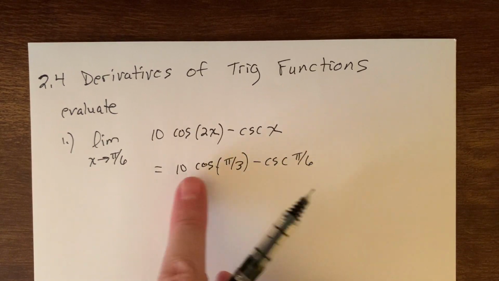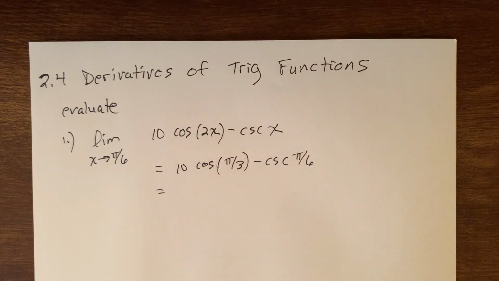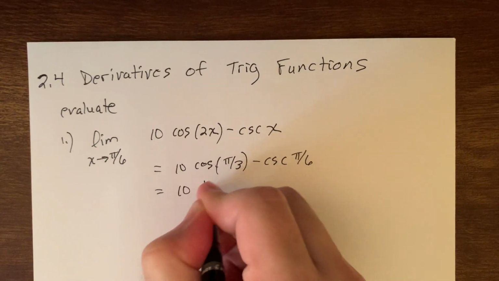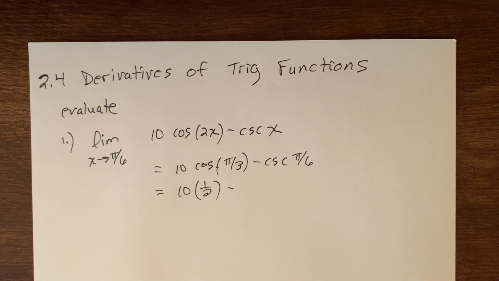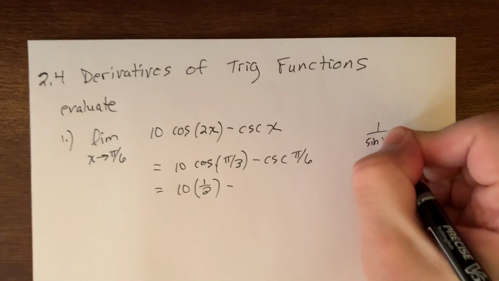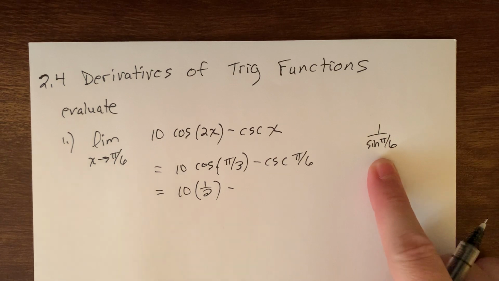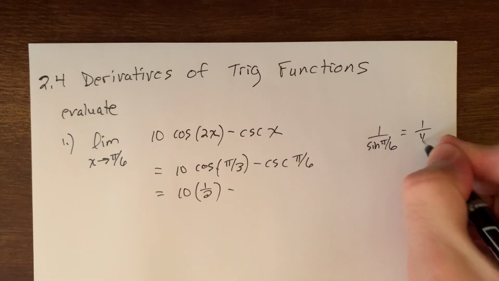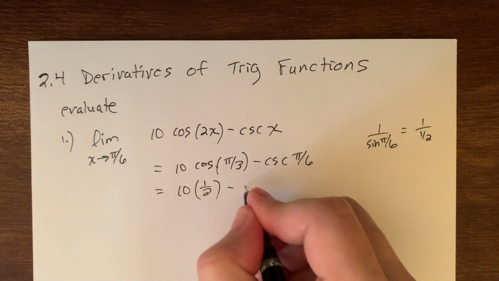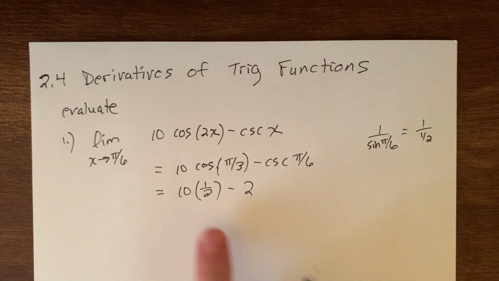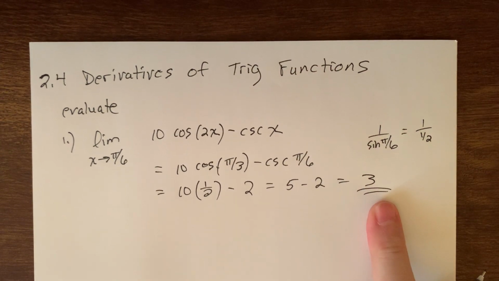I'm not done here, because we can definitely do better than this. Cosine of pi over 3, that's 60 degrees, should be a known trig value. Cosine of 60 degrees is 1/2, so I'm getting 10 times 1/2, minus cosecant of pi over 6. Off on the side, I'll remind you that cosecant is 1 over sine, so 1 over sine of pi over 6, 1 over sine of 30 degrees. Sine of 30 degrees is 1/2, so 1 over 1/2 makes that a minus 2. 10 times 1/2 is 5, 5 minus 2. This has a final answer of 3.